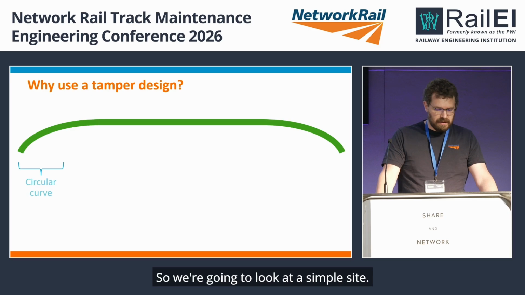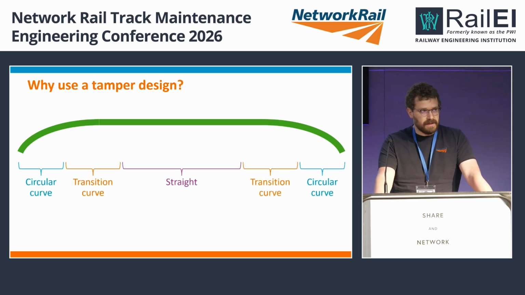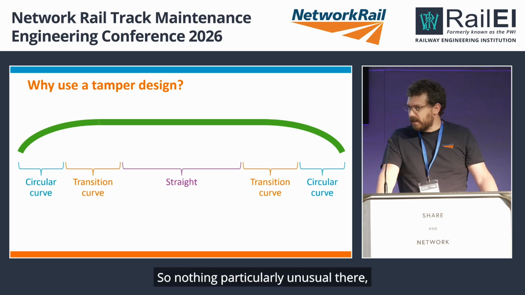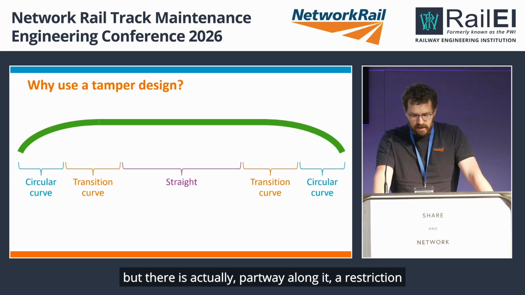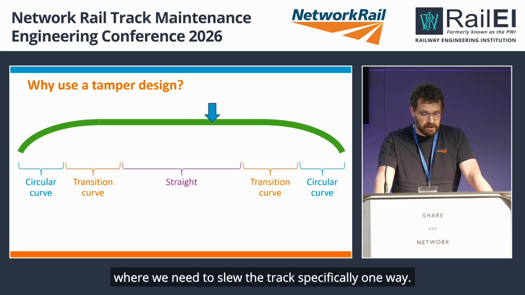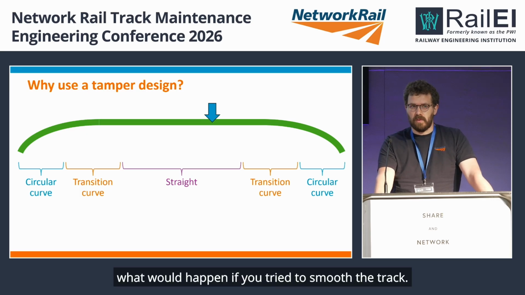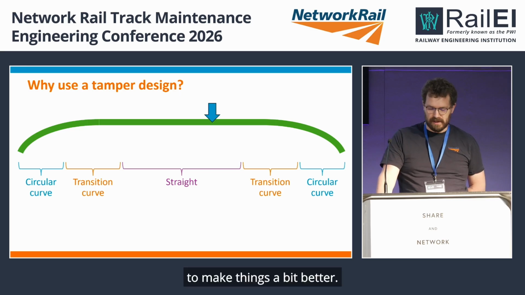So we're going to look at a simple site. It's got a curve transitioning into a straight and then transitioning back out into another curve. So nothing particularly unusual there, but there is actually part way along it a restriction where we need to slew the track specifically one way. So first of all, I'm going to show you what would happen if you tried to smooth the track, and then I'll show you how we go about this in designs to make things a bit better.